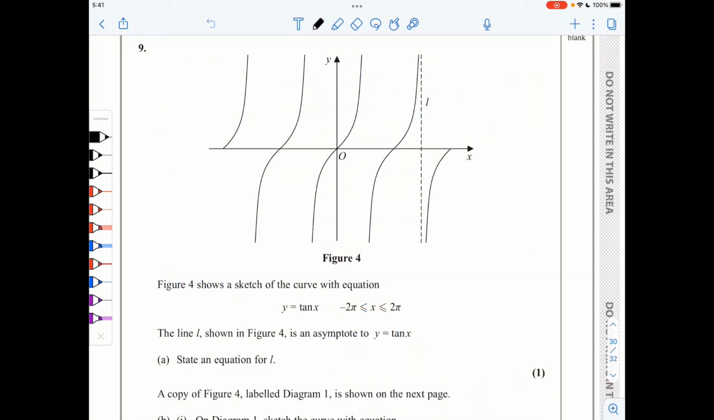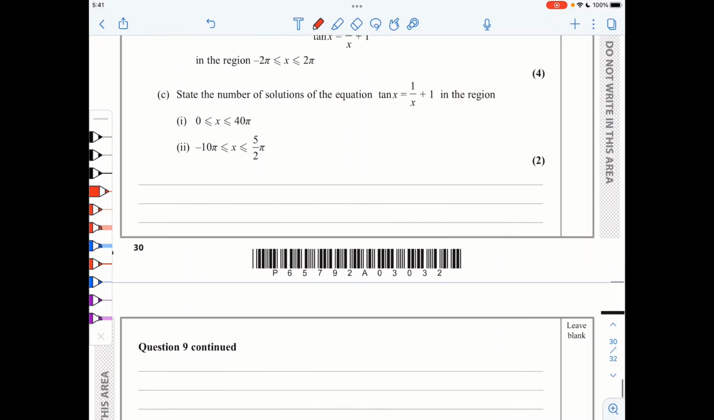In question 9, we need to state an equation for L. L is the asymptote here for tan x. So we know that tan x has asymptotes at pi over 2 and then every pi radians afterwards. So this is x is pi over 2 and this is x is 3 pi over 2. So the answer to part A is x is 3 pi over 2.